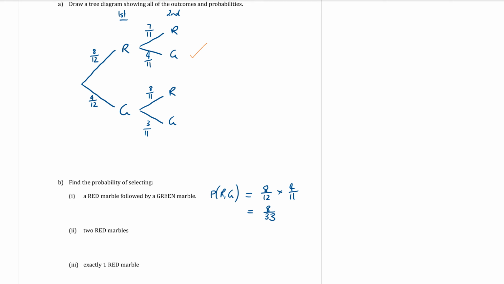Okay, let's try the next one. What is the probability of getting 2 red marbles? So probability of red, red. So that's going to be the very top branch, red then red. Just like before, you multiply the numbers along the branch. So that is 8 over 12 times 7 over 11. Okay, so that comes out to be 14 out of 33 when you type that in your calculator.